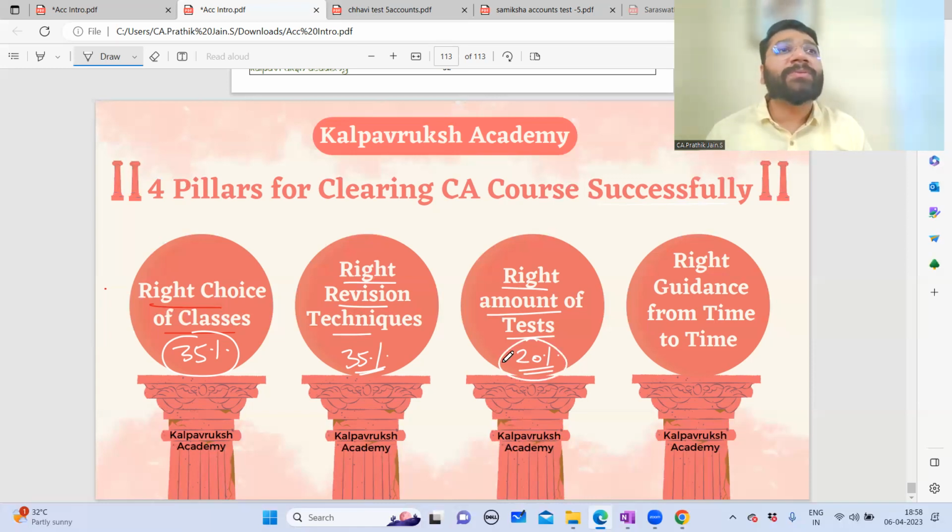So 35 plus 35 plus 20 is how much? 90% success is guaranteed. But one more pillar is very, very important, which is the guidance pillar. Right guidance at the right time. During this journey, you will often be confused about what to do, what not to do, and how to do things. So it is very important that you have the right mentor who has all the experience so far, who can give you different suggestions depending on the situation.